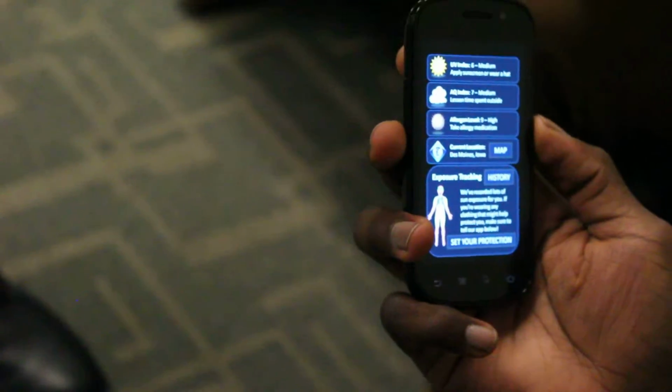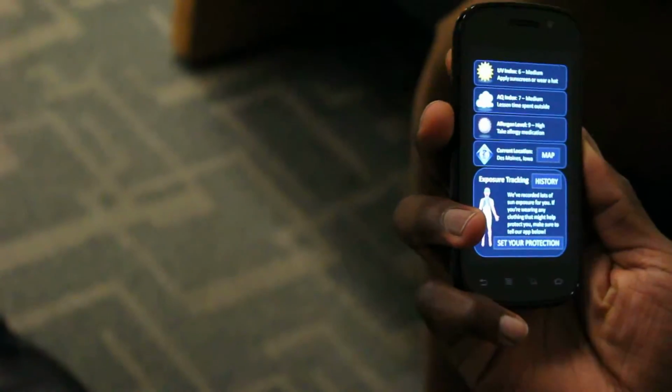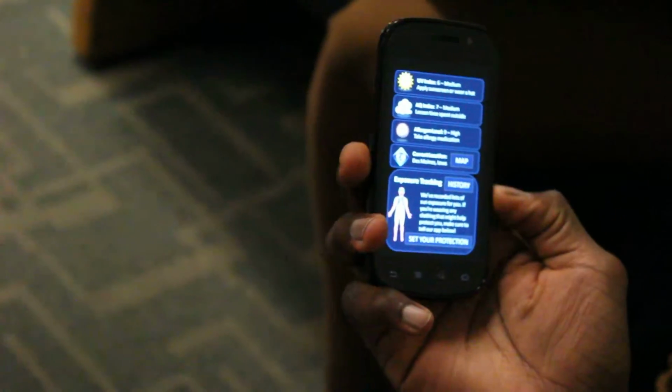If I felt like it was going to affect me, I would take something for the allergen. For the UV, I wouldn't. It's nothing I care about. And I don't even know what the air quality, is that what it is? Yeah. I don't know what I can do about air quality. That's not something I would worry about.